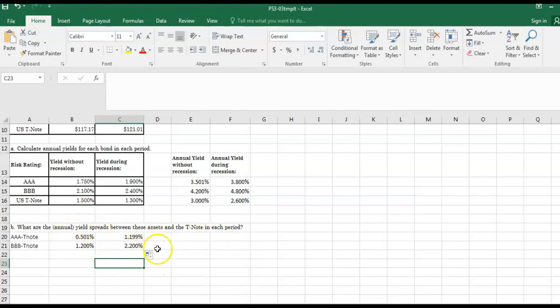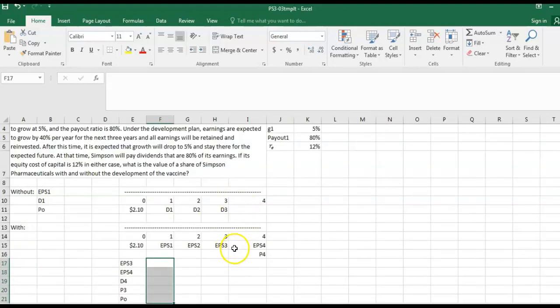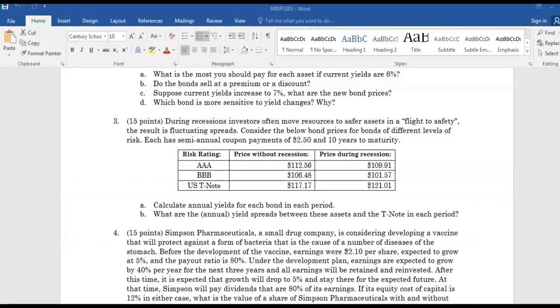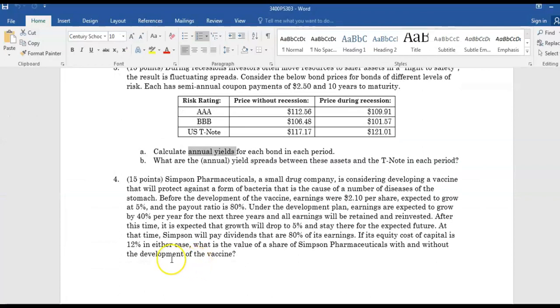So these are the answers to this question, part B, particularly in which you are asked to calculate these yields. Hopefully you can see these in the context of what we talked about in class with spreads fluctuating as we move through economic cycles. All right, moving on then to question 4. It's in this question that we are asked to talk a little bit about our dividend discount model given some growth.